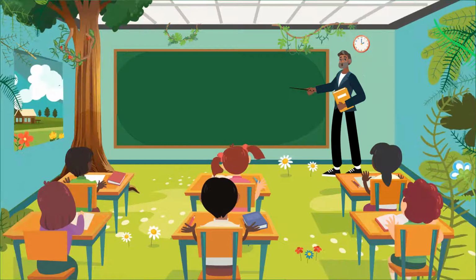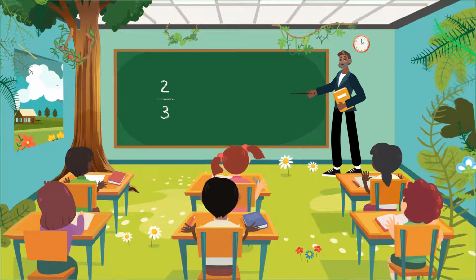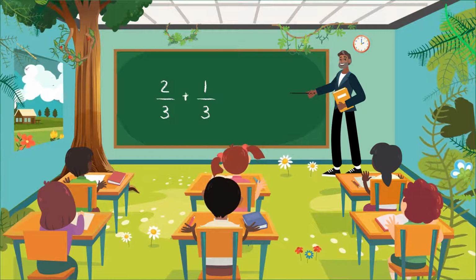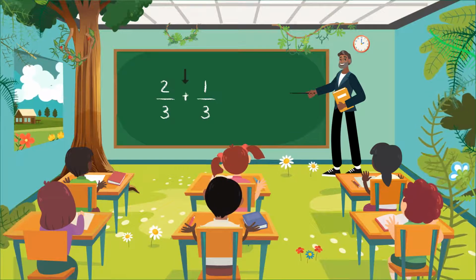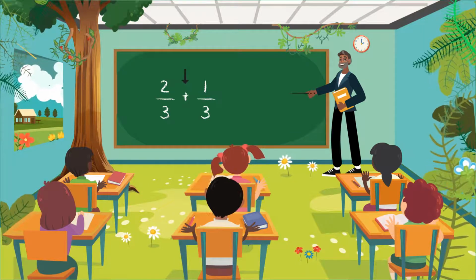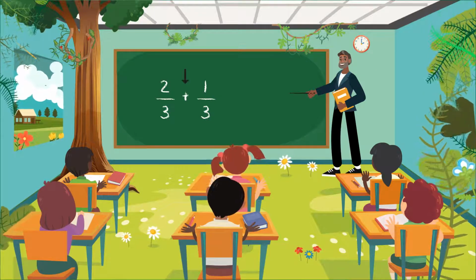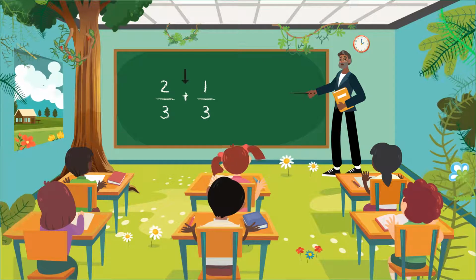Let's try the original problem. 2/3 plus 1/3. Step 1, look at your sign. My sign tells me to add. When I add, the number increases or gets larger.